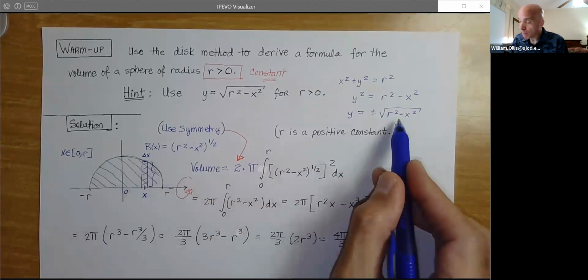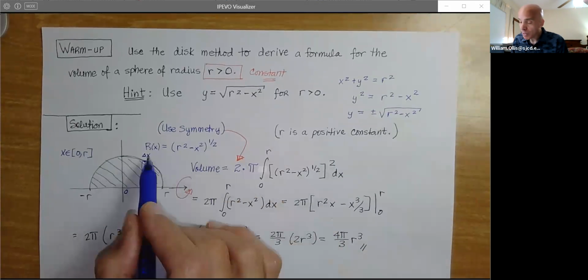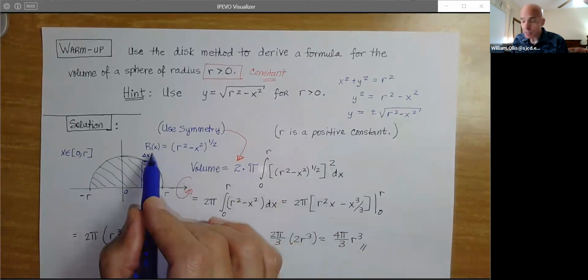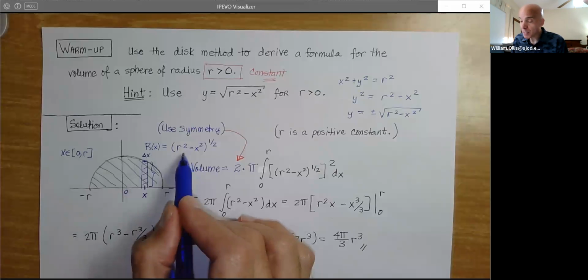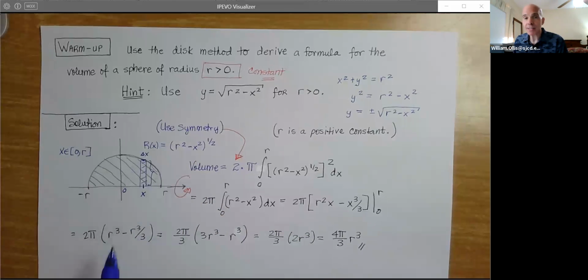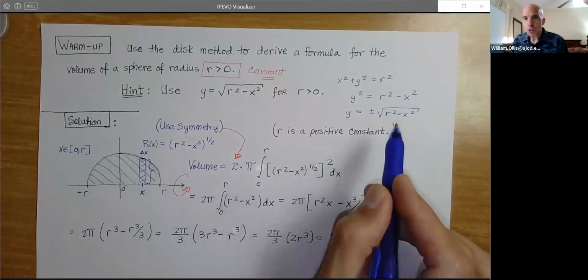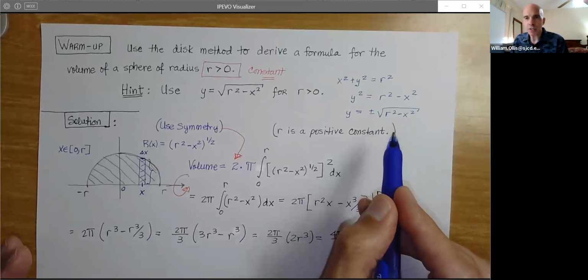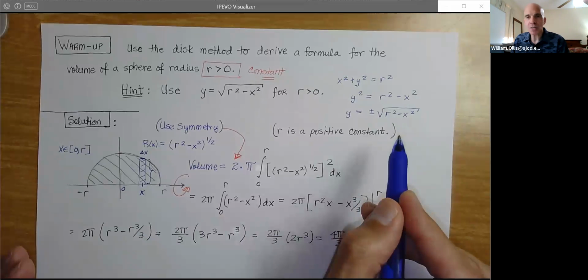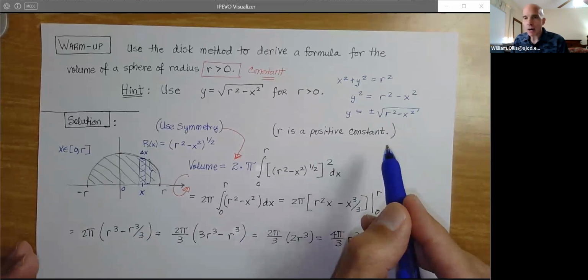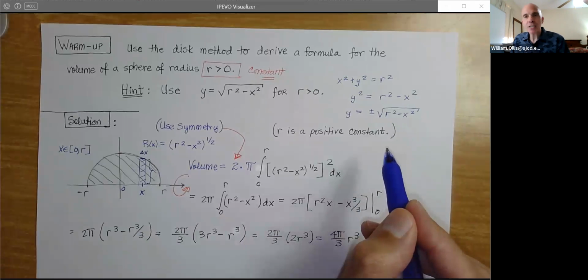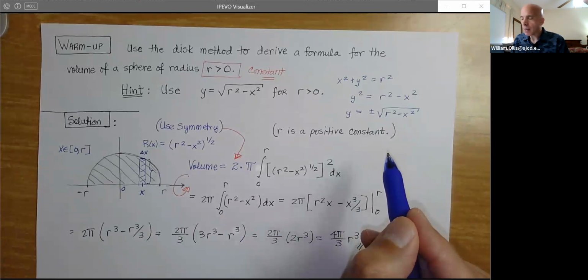So if we've chosen the positive square root here, we can select the radius function to just be the square root of r squared minus x squared. So the circular functions are very, very useful in calculus. And when you get to calculus 3, you'll see that more and more. We tend to manipulate what geometry we know to solve as many problems as we can.